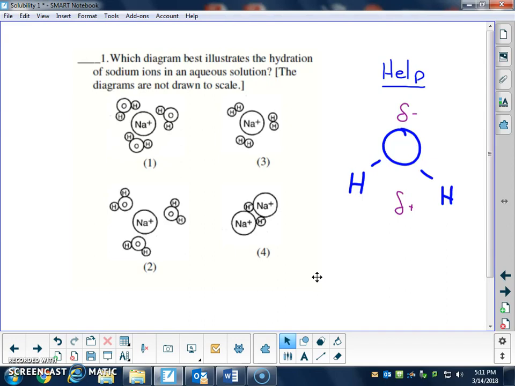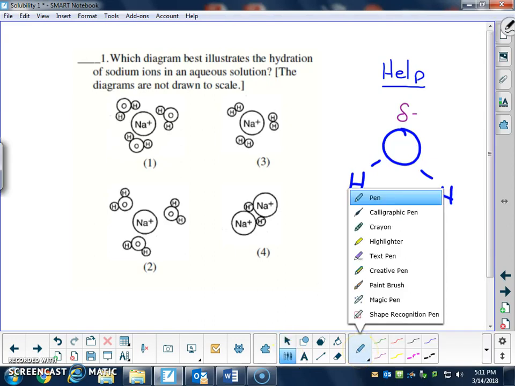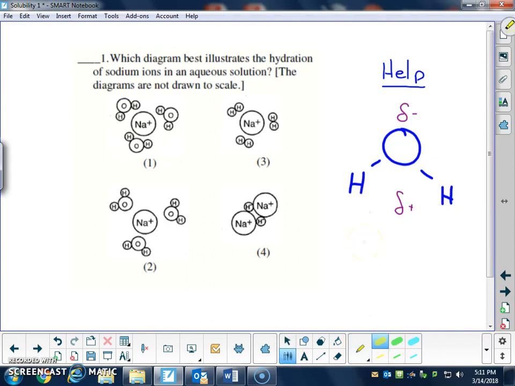Because of that, opposites attract. We need to remember that the sodium ion is positively charged, so therefore the water molecule will have its oxygen end pointing towards the sodium ions. And so that's why answer number two is your best answer, with the negative oxygen pointing towards the sodium ions.